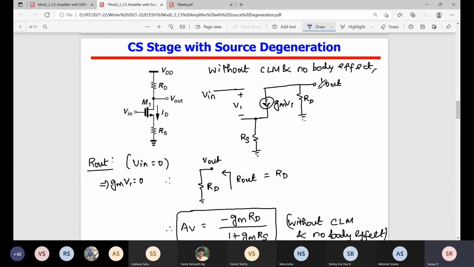For Rout, externally we need to apply some small signal Vx, then measure Ix. Then we need to make the input 0. Input 0 means what about V1? V1 will become 0. This V1 is VGS. Okay, so V1 will become 0. I'm sorry, somewhere I'm making a mistake. Just one minute, we'll correct it. E equal to 0, so that means it will become a short.